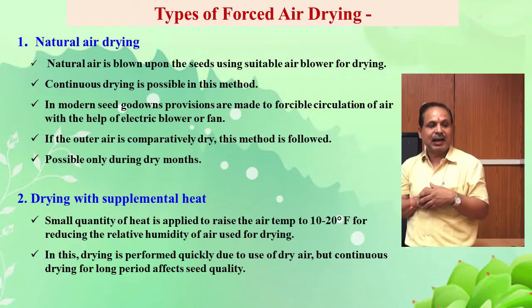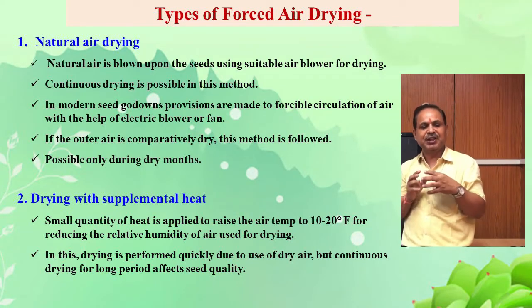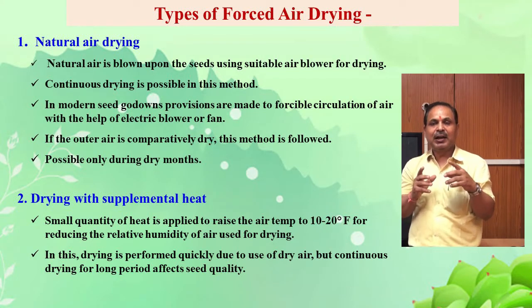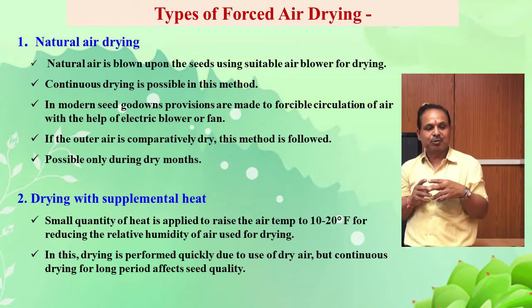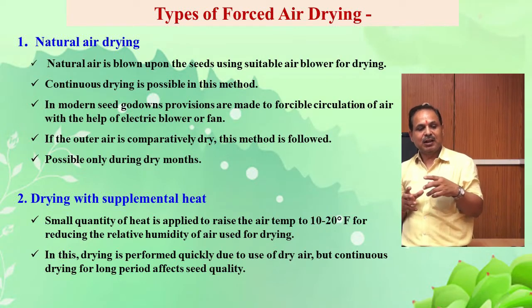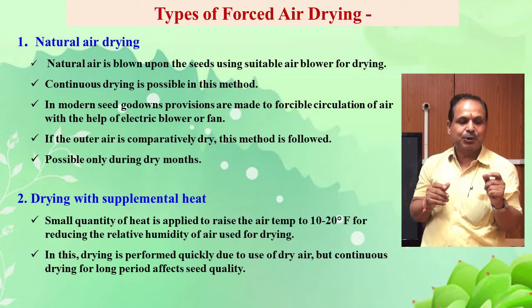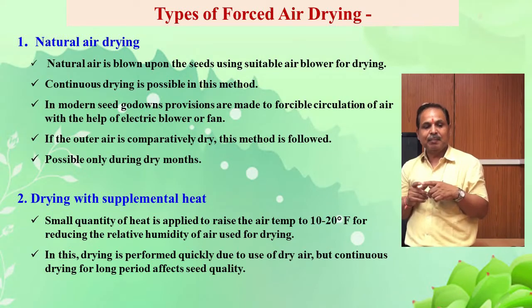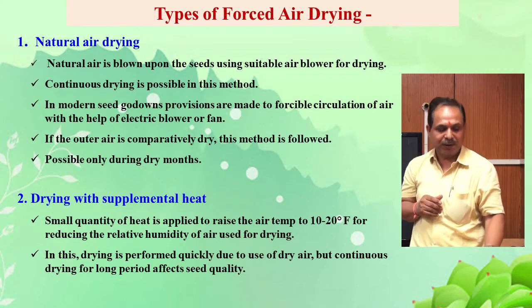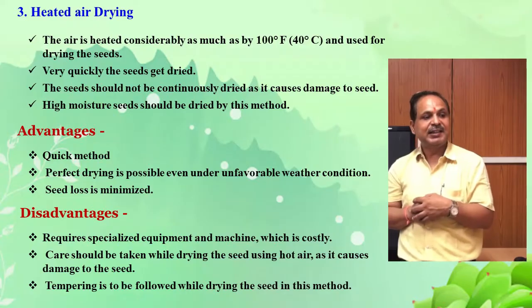And the second one is drying with supplemental heat. In this case, a small quantity of heat is applied to raise the air temperature by 10 to 20 degrees Fahrenheit to reduce the relative humidity of the air used for drying. In this drying, the seed dries quickly due to the use of a dryer, but continuous drying for a long period affects the seed quality. And the last one is heated air drying.